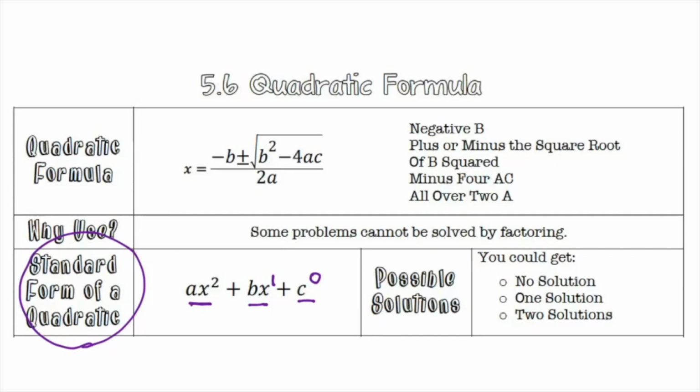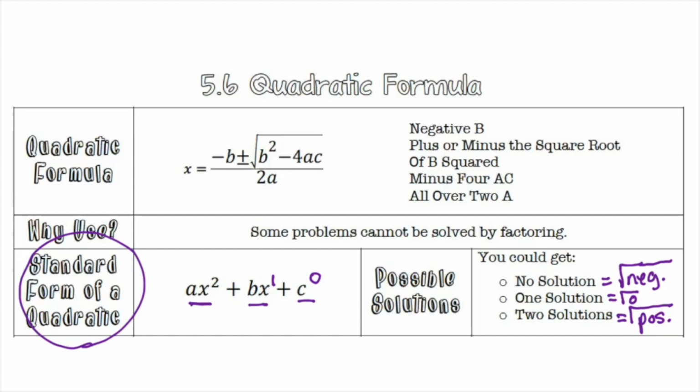So you're going to get actually 3 possible solutions, and the solutions that you can get is no solution, and that's when you have a negative under the radical. So if you want to write this in your notes, a negative under the radical. One solution would be when you have a 0 under the radical, and 2 solutions would be when you have a positive number under the radical. So that's when you can have those 3 different kinds of solutions.